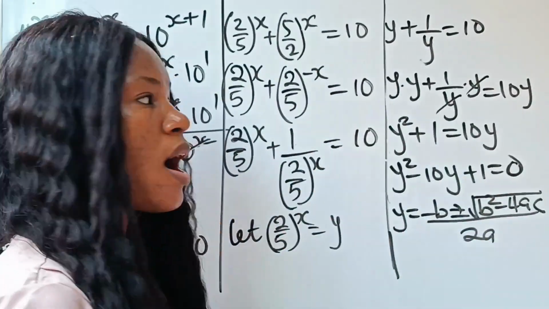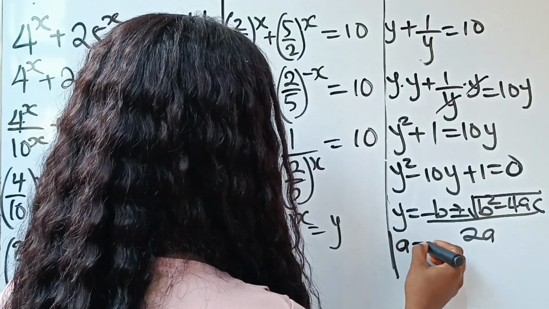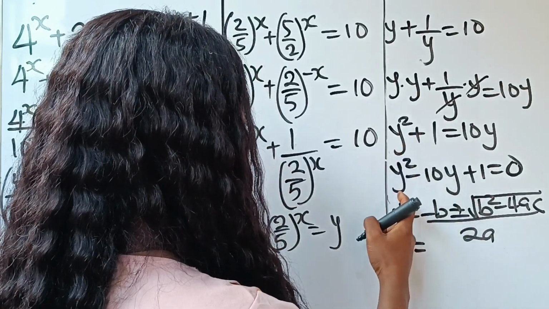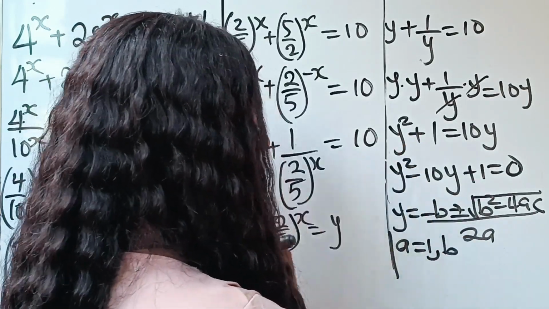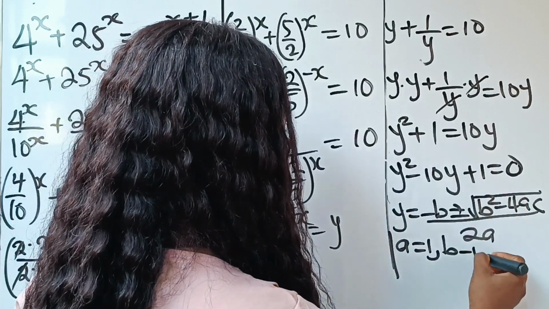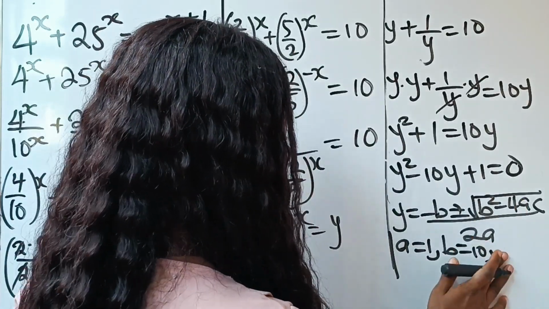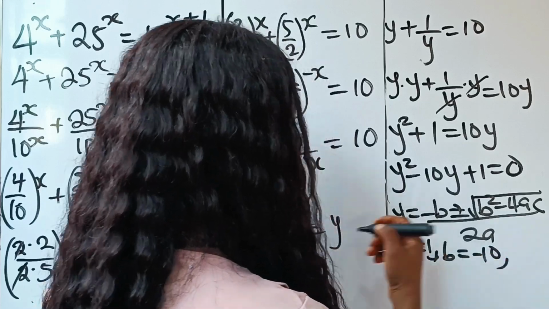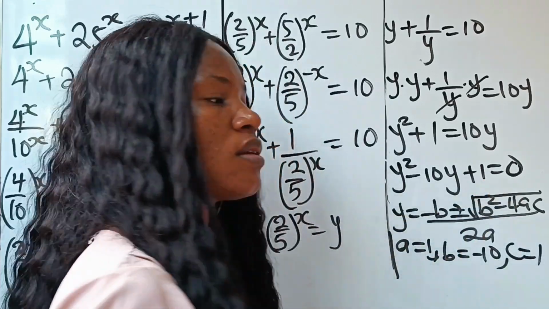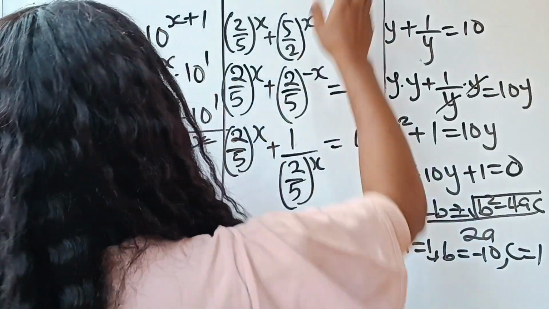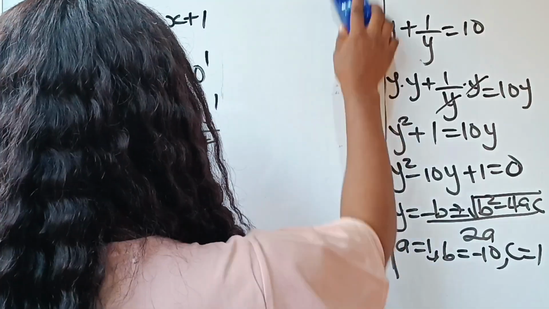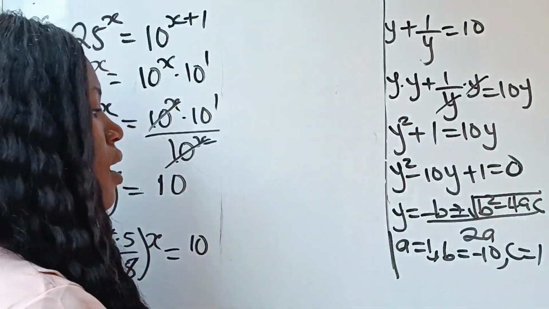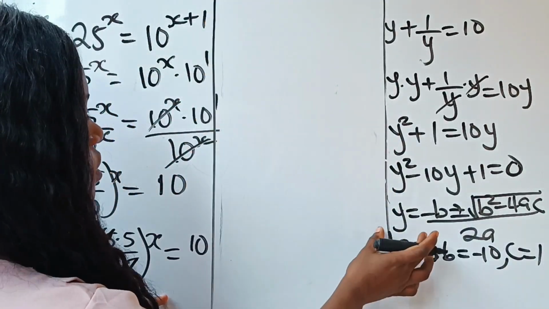All right. Now our a is the coefficient of y squared, which is 1. Our b is the coefficient of y, which is minus 10. Okay, so our b is equal to minus 10. And our c is 1. Okay, all right. Now let's go ahead and solve. Okay, so we substitute into this place.